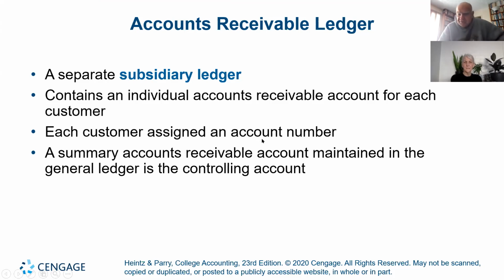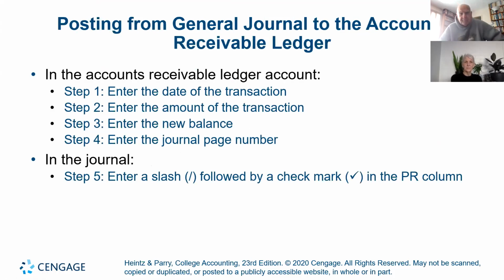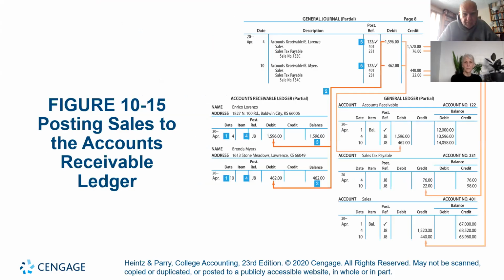Each customer is assigned a separate account number. A summary accounts receivable account maintained in the ledger is the control account. Here we go. In the accounts receivable ledger, you could do the same exact thing. You're going to enter the date of the transaction, enter the amount of the transaction, come up with a new balance, put a reference number in there. It's no different than what you did in the general ledger, except you're not going to have just one accounts receivable account. You're going to have Lorenzo, Myers, one for each person.